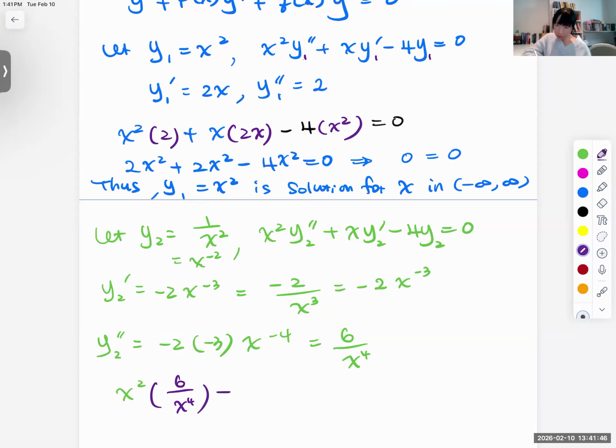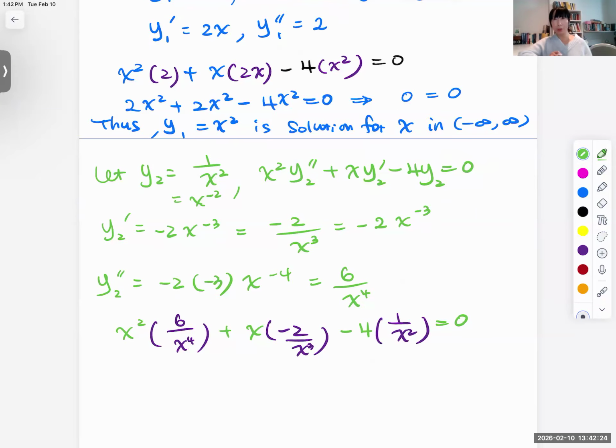And let's see, plus x y first prime. So we have negative 2 over x to the third power, right? And minus 4 y, which is 1 over x squared. I have to substitute. Okay, so we have equal to 0, right? The proper one is the substitute.